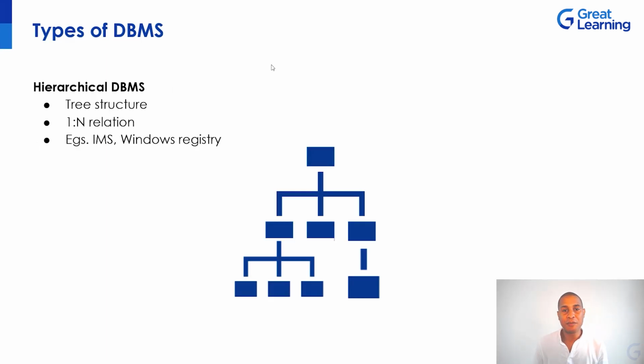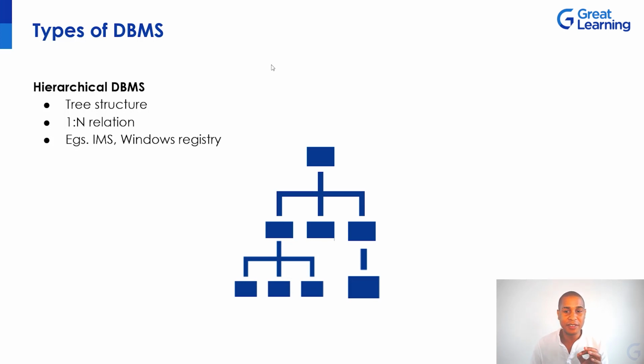The first one that we're going to look at is the hierarchical database management system. You can see from the structure here that it looks like a tree. Each one of those nodes has a parent and a child data structure. This is more commonly found in file registries like Windows Registry, and it's usually connected from a one-to-many or one-to-n connection. And you can see that tree structure in a node-like structure.